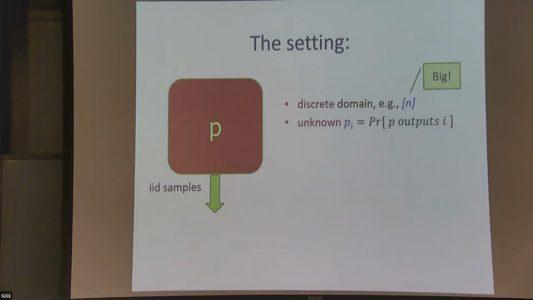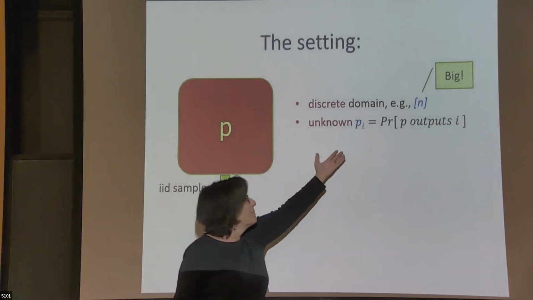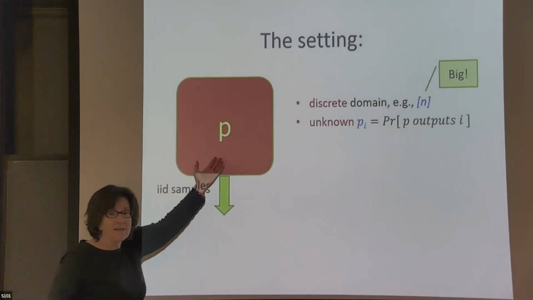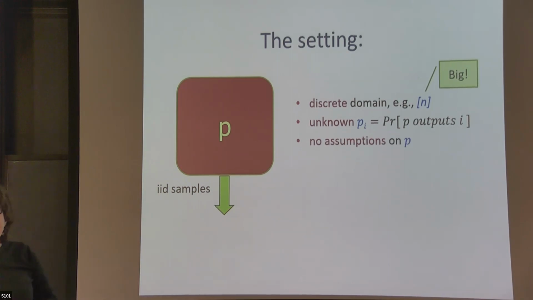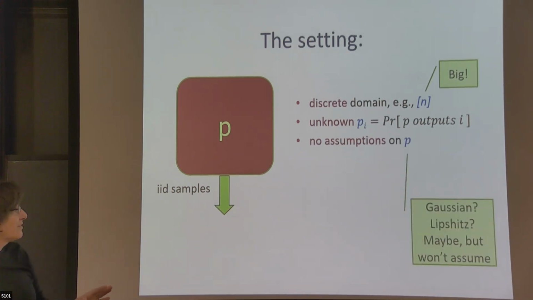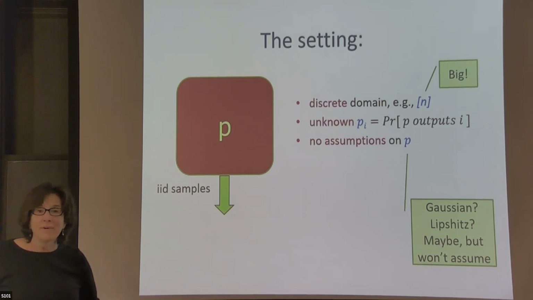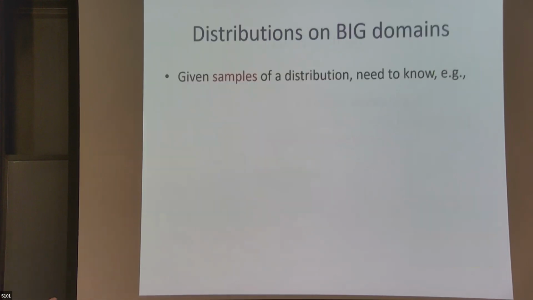And we're going to use p_i, so this is standard, to denote the probability that P gives to the element i in the domain. And we're not making any assumptions on P. You may think it's Gaussian, Lipschitz, maybe, but we're not going to assume it. We're actually going to try to test that these things are true.